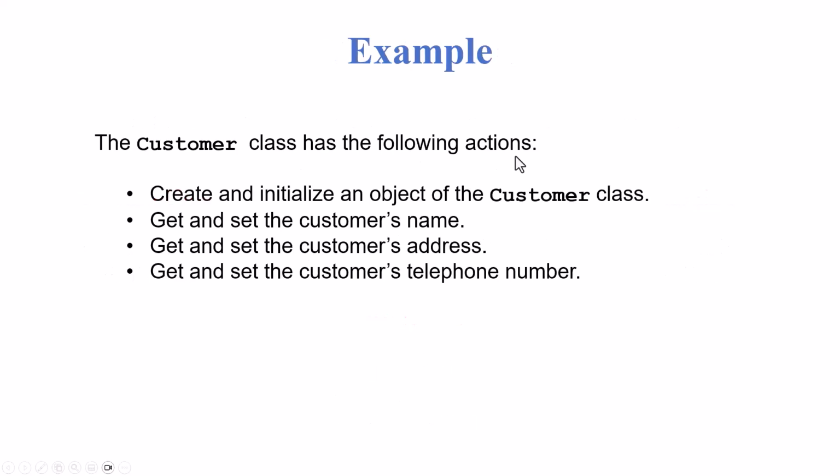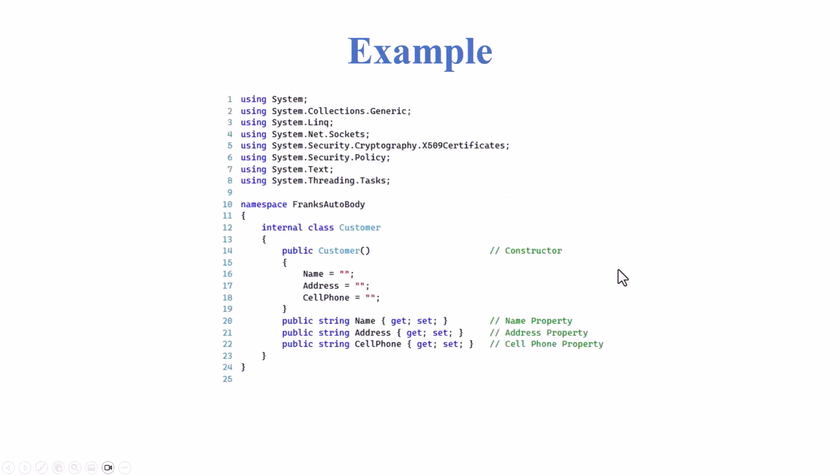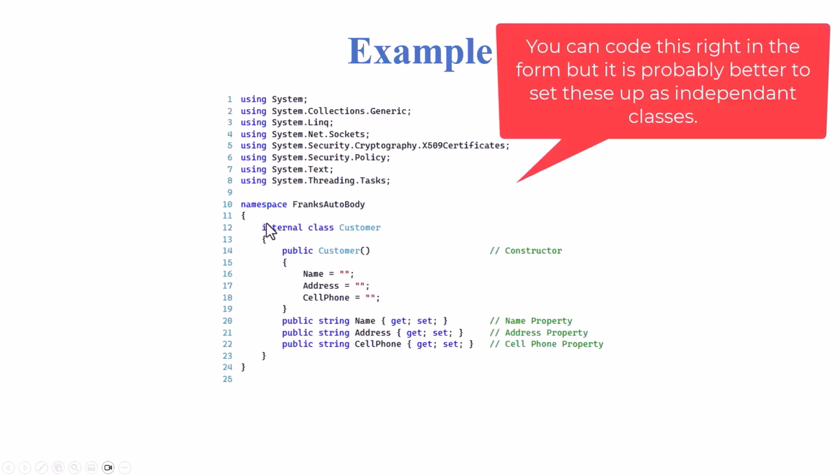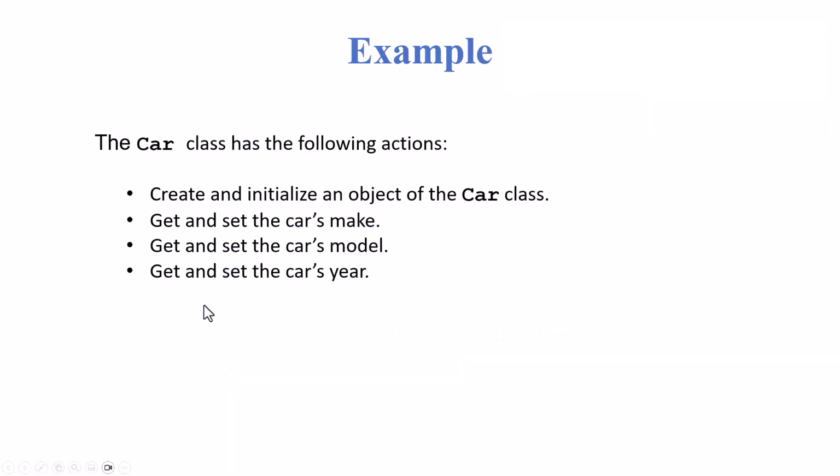Now, the customer class is the following action. We're going to create and initialize an object of the customer class. We're going to have gets and sets for the customer name, gets and sets for the customer's address, gets and sets for the customer's telephone number. What does it look like? It looks something like this. You put this in place, and you've got your constructor for the customer, and you've got those variables sitting in here, and you have gets and sets for all of them. Those are the properties that are protected, and you can now use those inside the program you're going to be creating.